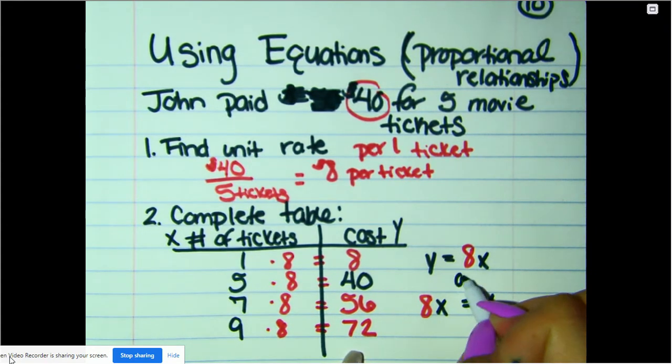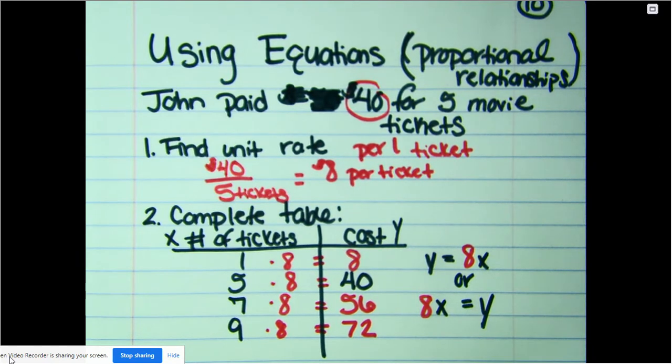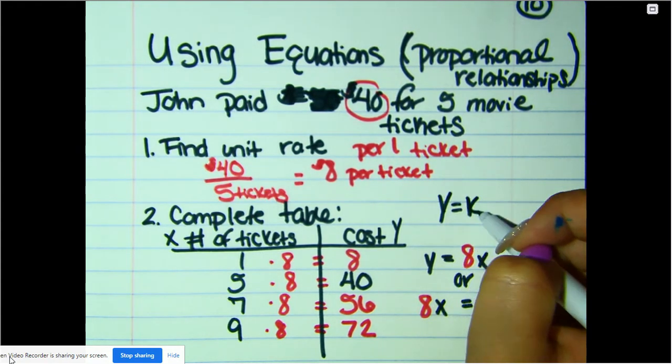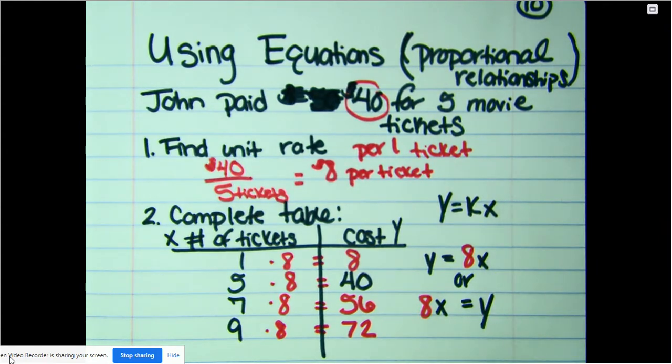So I like to write it in this direction, but again, it's going to be more commonly seen as Y equals 8 times X, or Y equals KX is your formula that we're using, where K is your unit rate or your constant of proportionality.